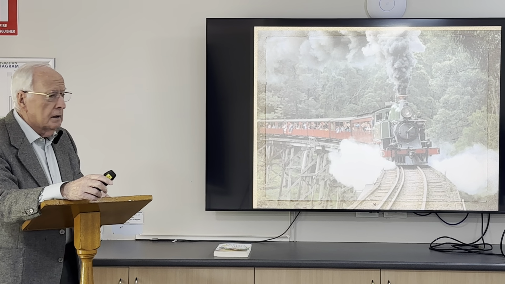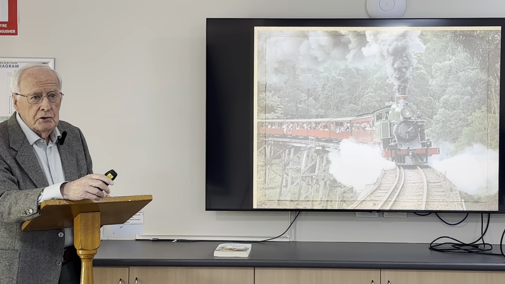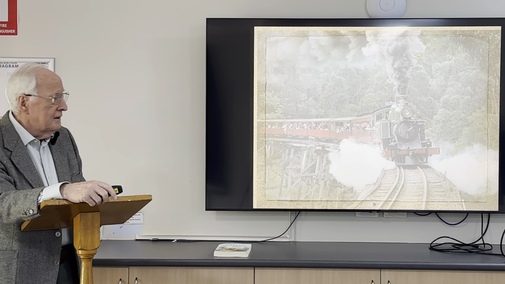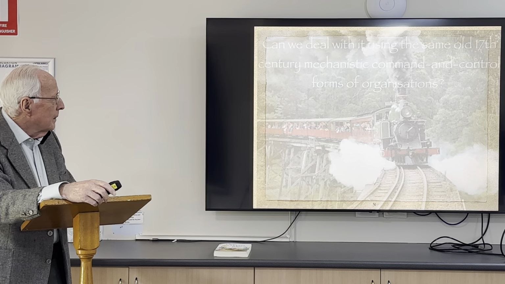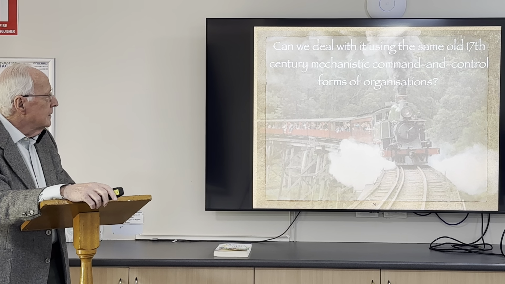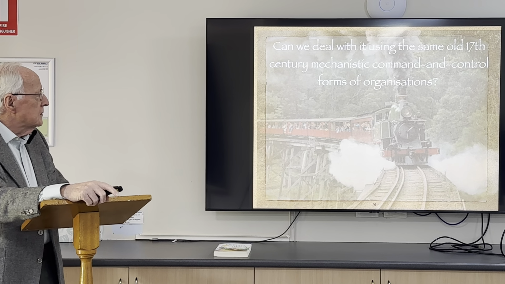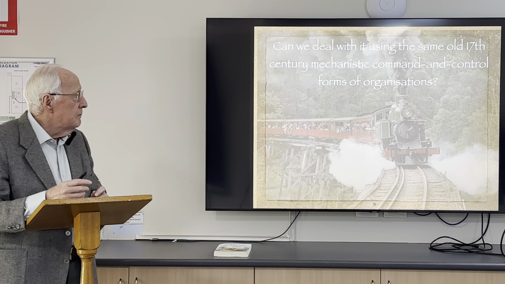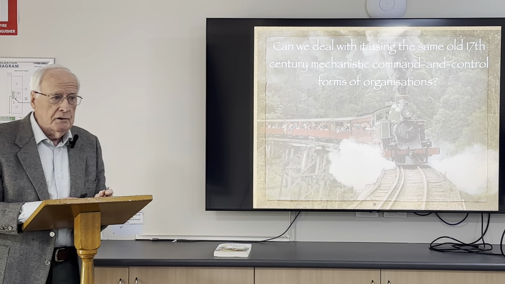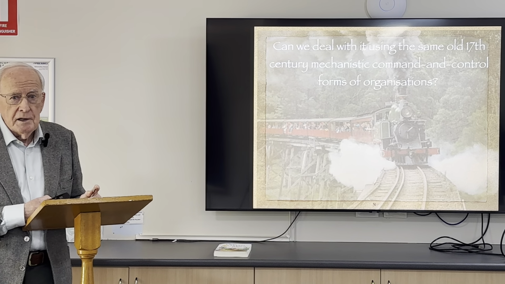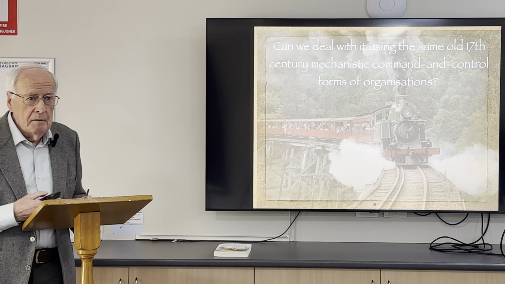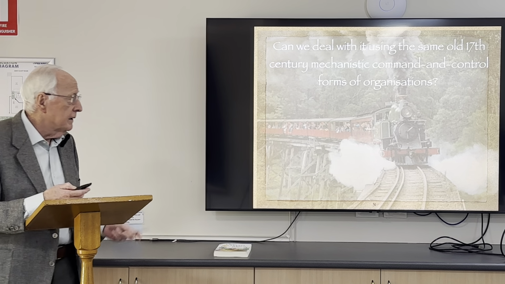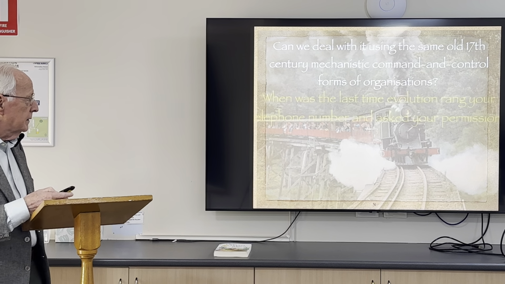So with the old choo-choo train in Adelaide heading up the hills, the people love it. Yeah. Can we deal with it using the same old 17th century mechanistic command and control forms of organizations? With all that stuff happening, can you? And the answer is pretty clear, isn't it? We can't. But we are trying it. And that's why things are failing.